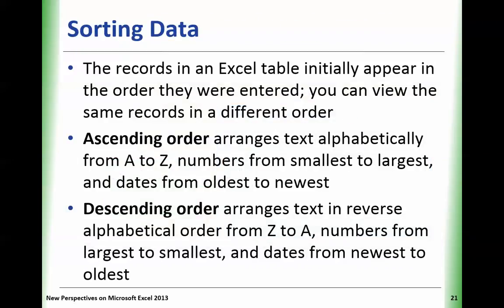Now when we come to sorting data, sorting means we can sort ascending or descending. Ascending puts it in alphabetical order from A to Z, or numbers from the smallest to the largest. Descending order puts it from Z to A, or from the largest numbers to the smallest numbers. Dates work the same way: oldest to newest, or newest to oldest.